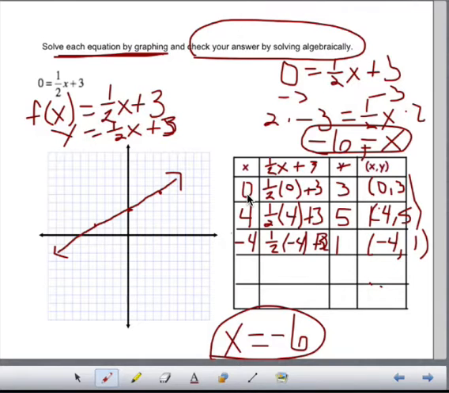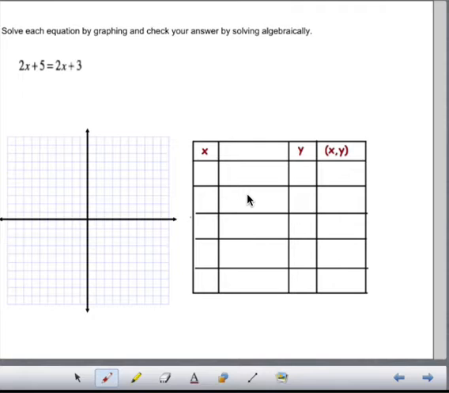All right, look at another example. It says solve each equation by graphing and then check your answer by solving algebraically. Well, that other one I had, remember, what have I got to do first? Really, to get it into function notation, I've got to have it equal to 0, right? I've got to find the 0 of the function. So I've got to get this one set equal to 0.